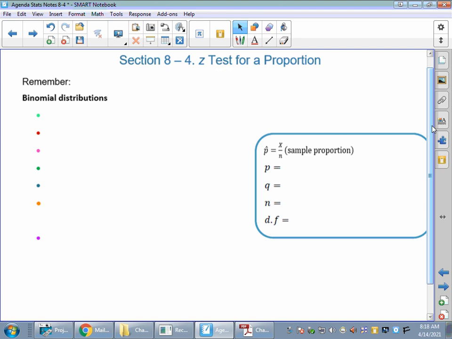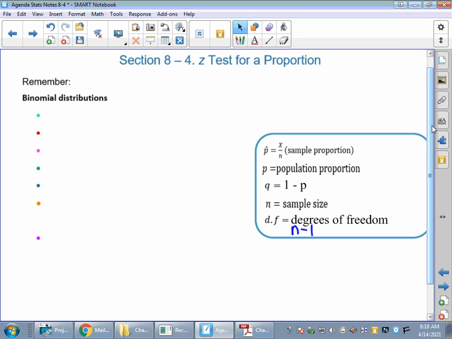If I don't give you the sample proportion or percentage, you know that it's X, the number of items with that characteristic, over n, the sample size. P is the population proportion. So no hat is population, hat is sample. We know that p and q are complements of each other. So if p was the probability of success, whatever we're looking for, q is the probability of failure. And we know that q is 1 minus p. n, sample size, right? We've got that. And degrees of freedom is, oh, I forgot to write that, n minus 1.